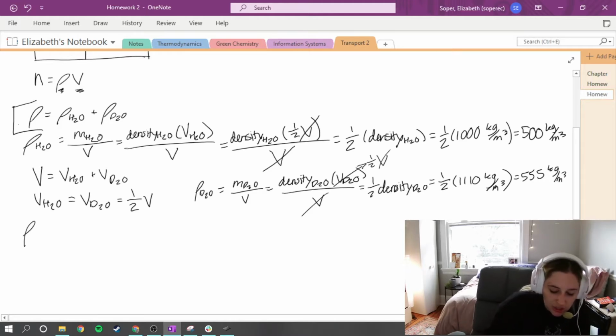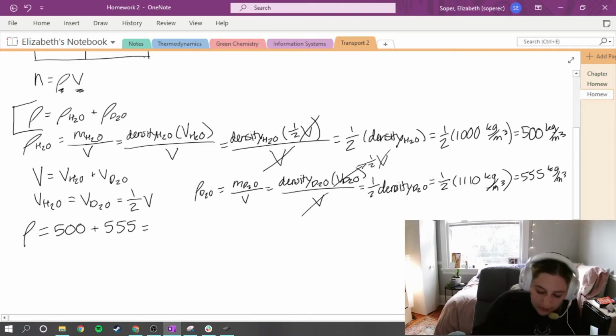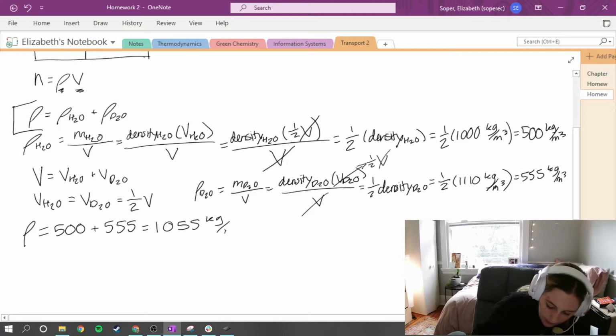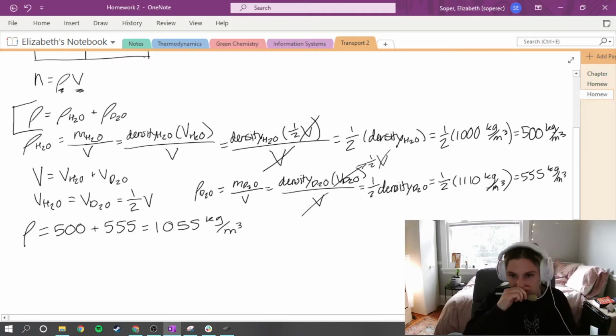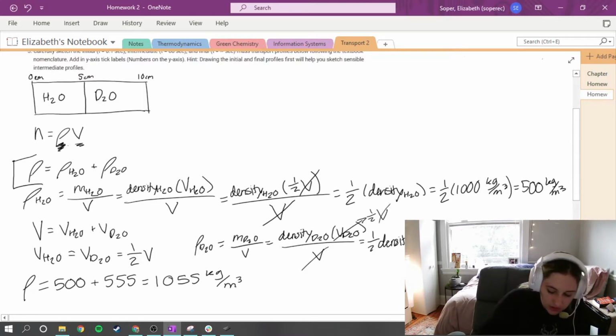So now we can find the total mass concentration, which is just these two mass concentrations added together. So 500 kilograms per meter cubed plus 555 kilograms per meter cubed equals 1,055 kilograms per meter cubed. All right, so now we have the total mass concentration.